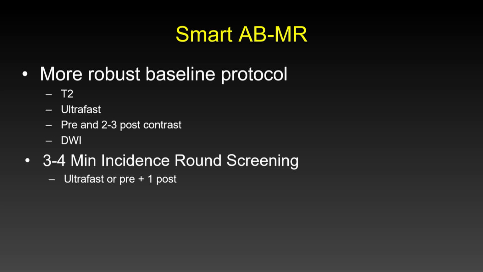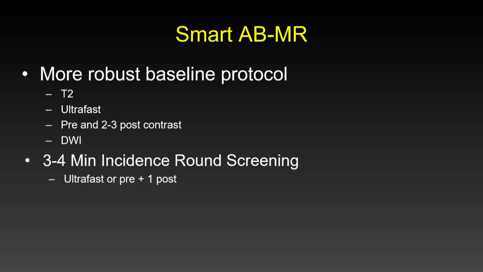But the model would be you do your T2, we do ultrafast, a pre and post-contrast. So we would do about 4 minutes of contrast scanning. That would give us a little bit of kinetics, and then we'd also have diffusion. And so we can wrap that up into about a 12-minute scan. And then going forward, we're just going to do that ultrafast 4 minutes of contrast scanning.